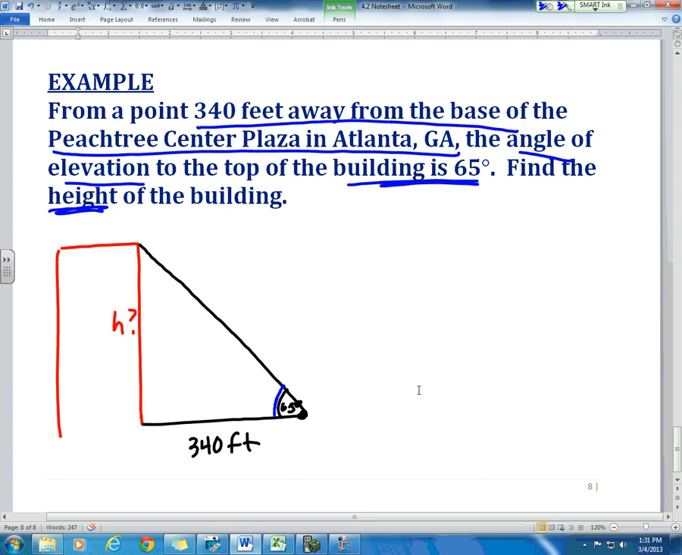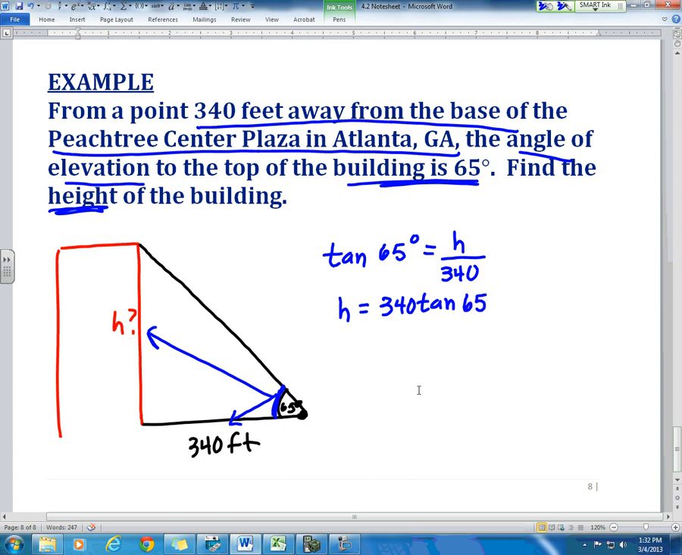So think about your 65-degree angle here. H is opposite, 340 feet is adjacent. So we need a trig function that deals with opposite and adjacent. And the trig function that comes to mind that I know I can do very easily on my calculator is the tangent function. So the tangent of that 65-degree angle of elevation is equal to the opposite side, H, over 340. In order to solve for H, we'll move the 340 to the other side by multiplication. So H turns out to be 340 times the tangent of 65 degrees.